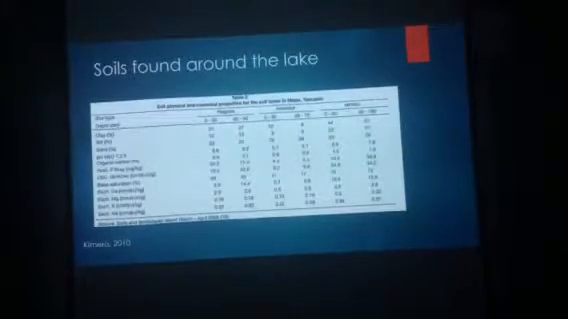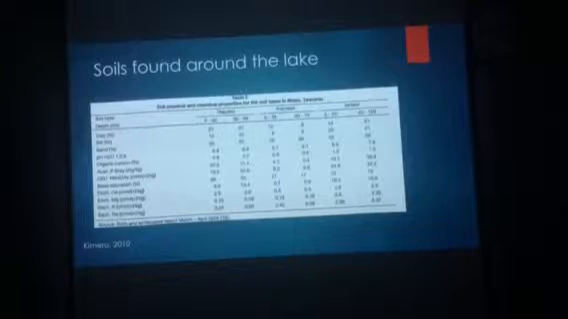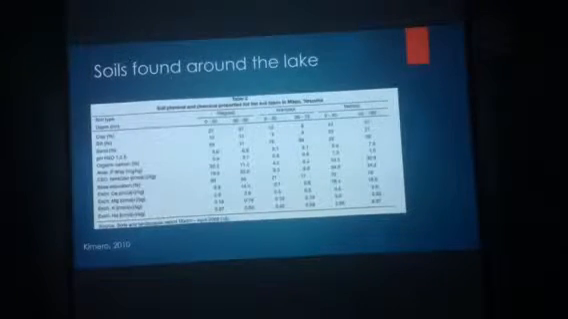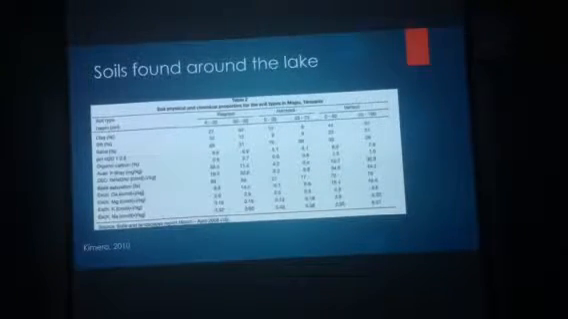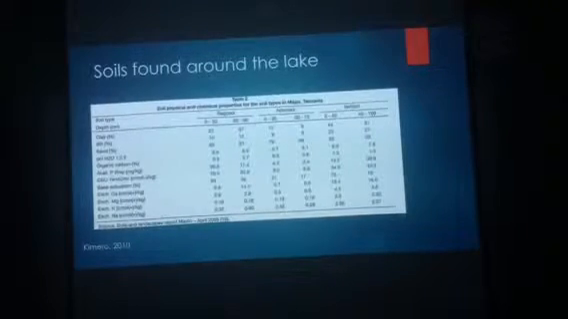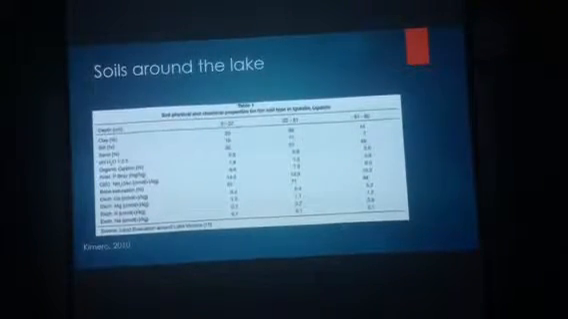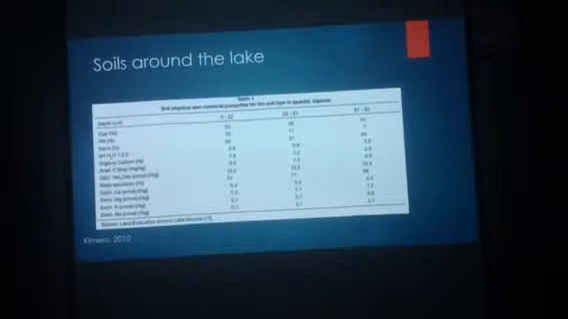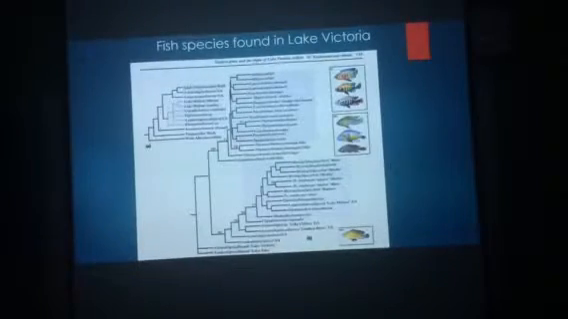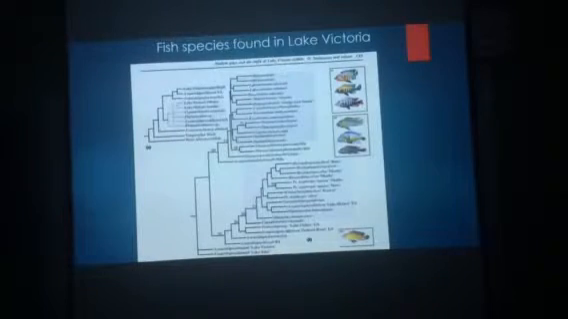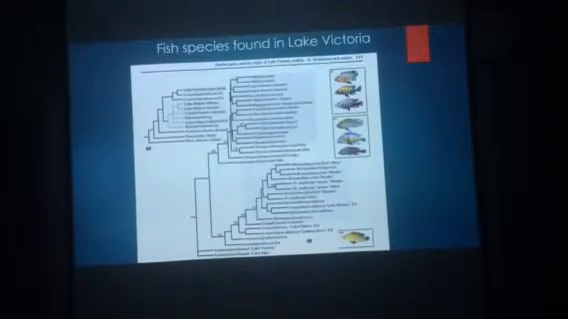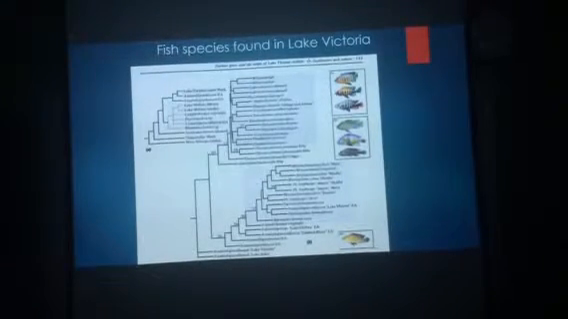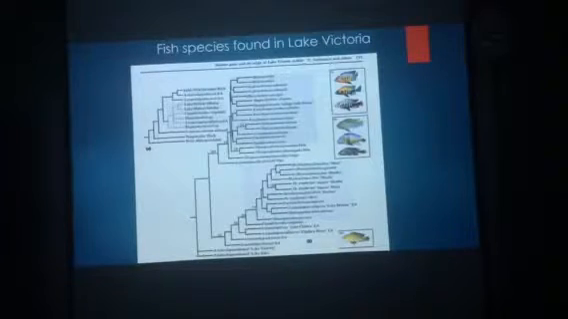Here's a graph showing the soils found around a lake. This is the soils found in Tanzania, which has Regosol, Arenosol, and Vertisol soils. This table shows the soils found in Uganda. This table shows the different species found around Lake Victoria, most of which being either the Nile perch or a family of the cichlids.